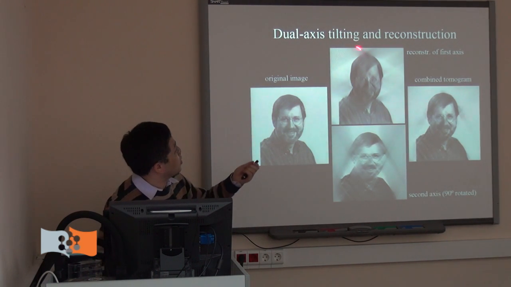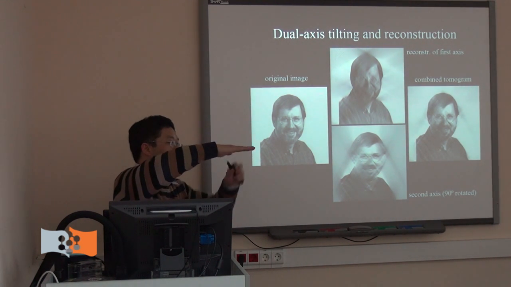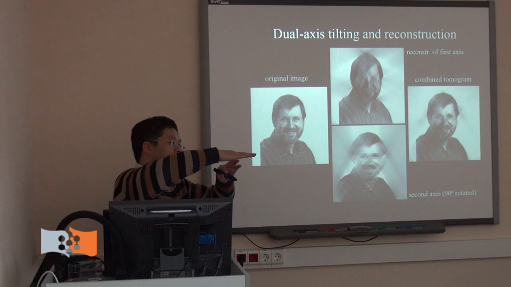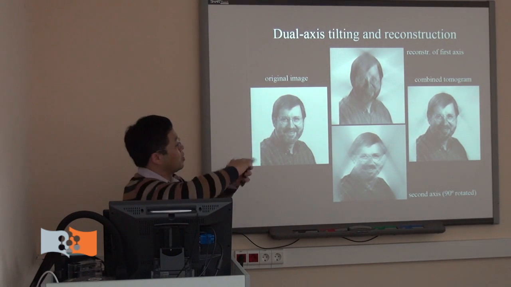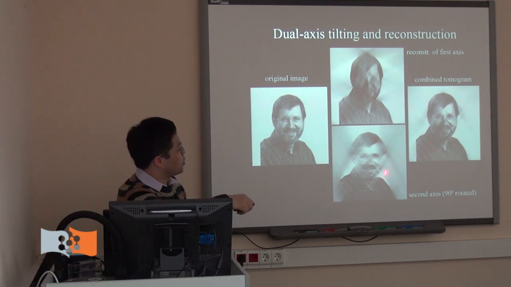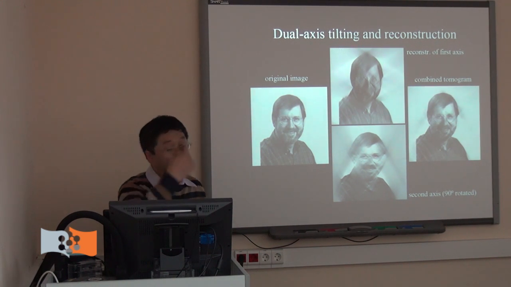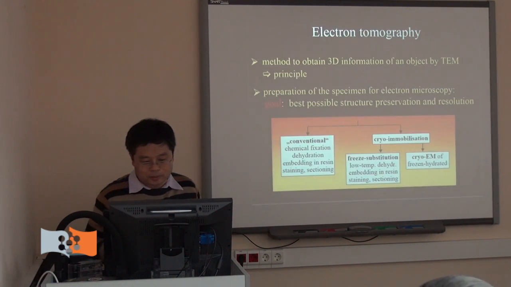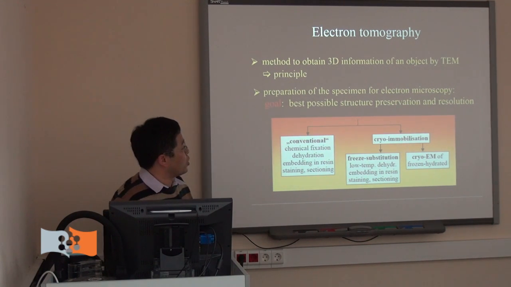You can always do another thing. You can do what we call dual axis tilting. That means you tilt this way, minus 70, and then you rotate your sample, so the axis tilts this way. So you can cover more information still. Dual axis, you can cover more. So that's why we use dual axis, trying to cover as much information as possible. So basically, that's electron tomography.